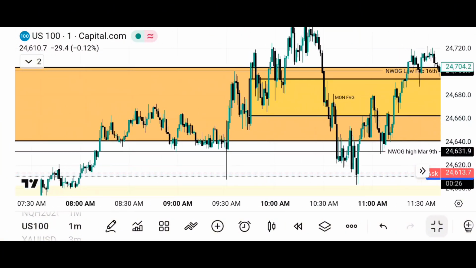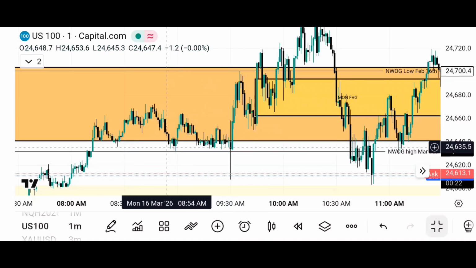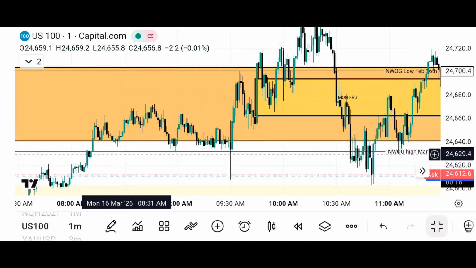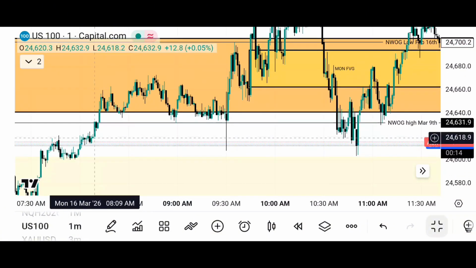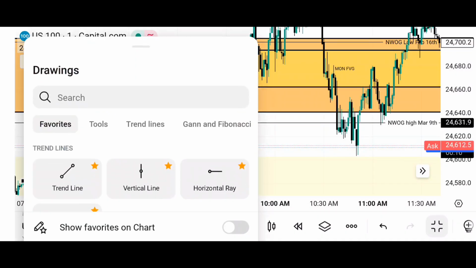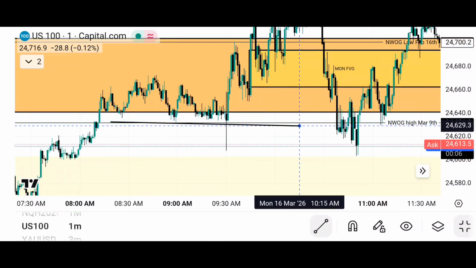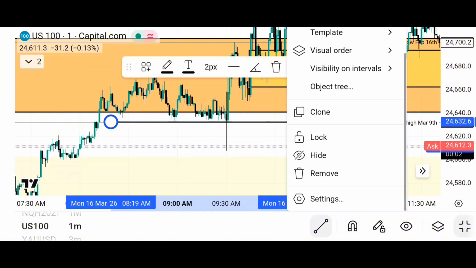Okay, so these are the runs that were being taken out. This low, this low, this low, this low, this low. They were being taken out. Even this one right here was taken out. But this is the one our eyes will normally capture. So these are sell side liquidity. Let me annotate this quickly. Sell side liquidity taking.